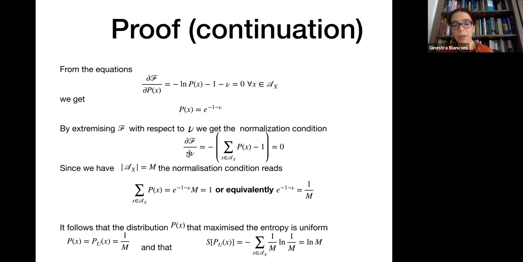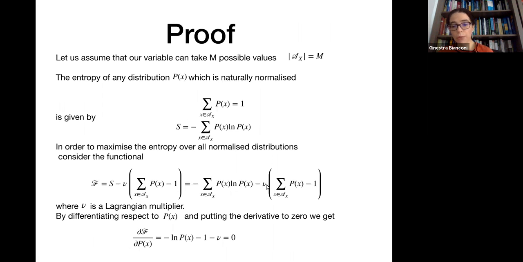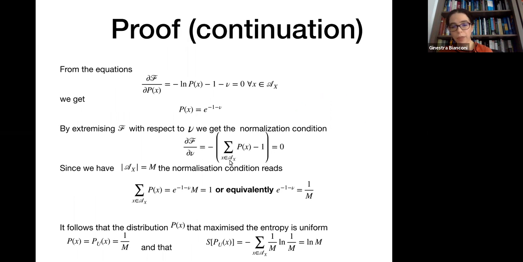Now, if we extremize the functional f with respect to nu, let me just go back once to show you the functional f. Nu is here. When we derive with respect to nu, we get minus the thing in the parentheses, equal to 0. And if we put this thing equal to 0, this is nothing else than imposing that the distribution is normalized. So let's impose that the distribution is normalized. Let's substitute to P of x the constant value. When you sum over all the elements of the set of possible outcomes, you have M, capital M possible outcomes. This is equal to 1.